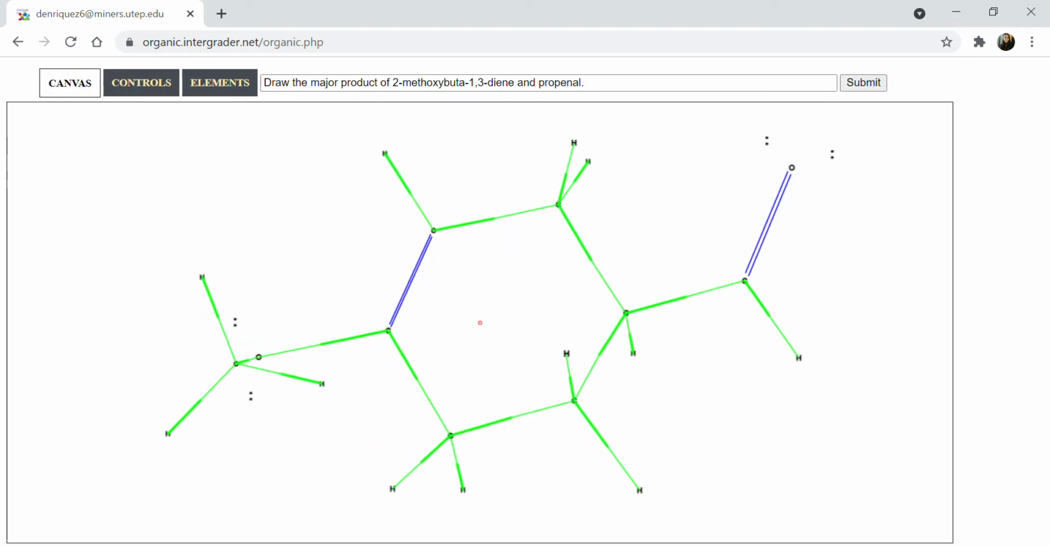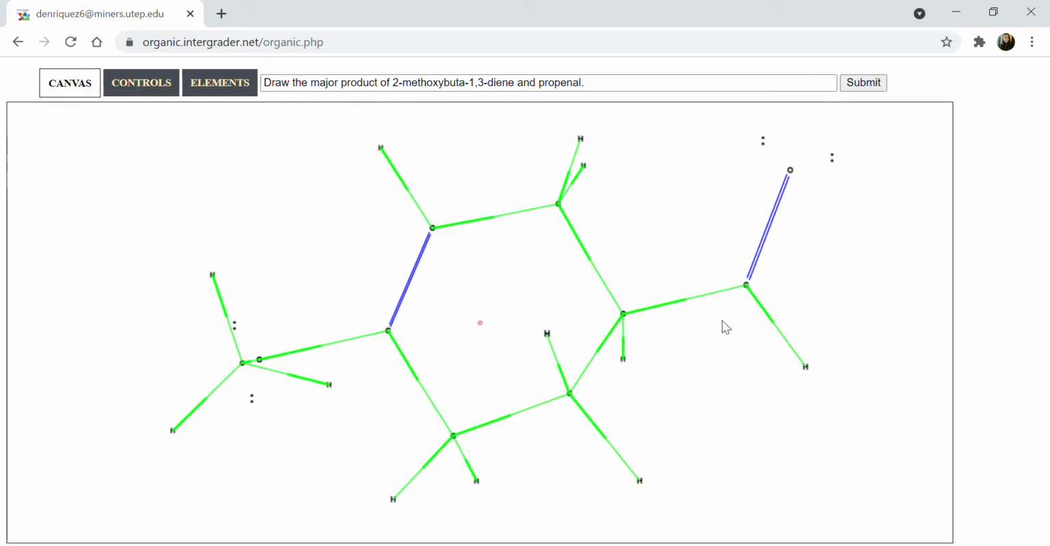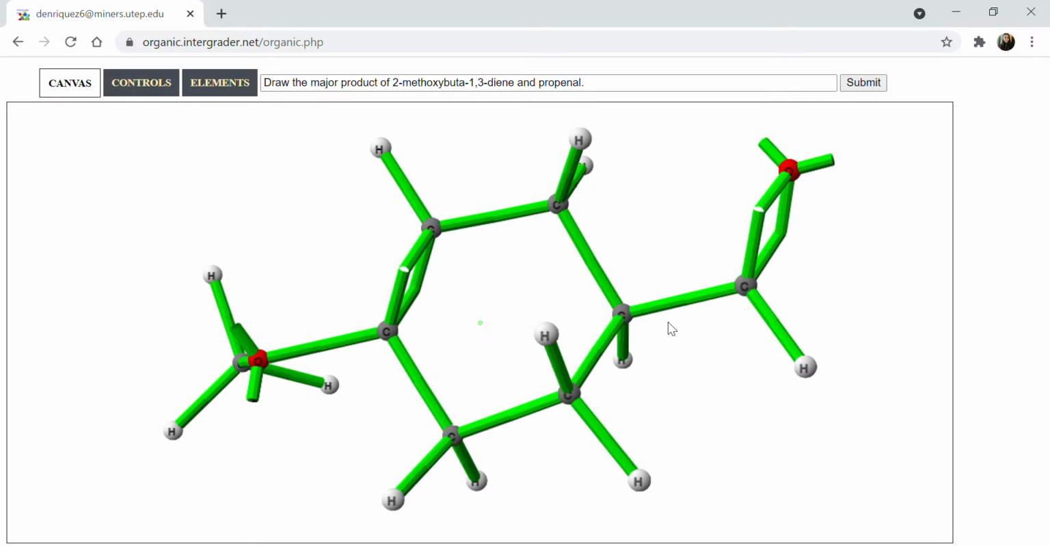fit, and we see that my oxygens are opposite of each other, and my double bond ends up right next to my single bonded oxygen. That's exactly what I want to see. I'll go ahead and submit it.